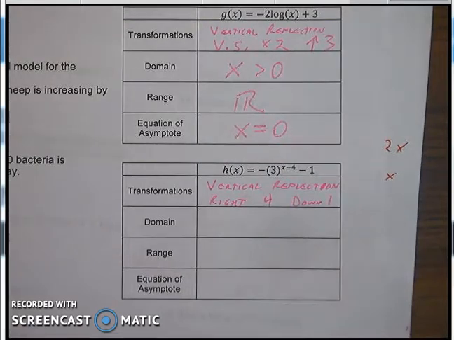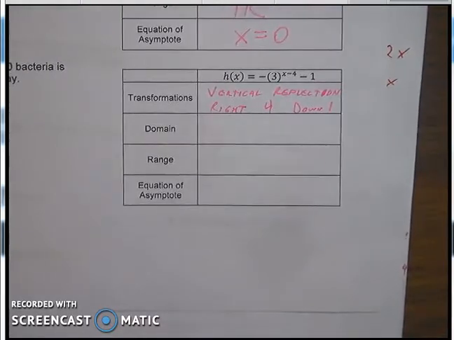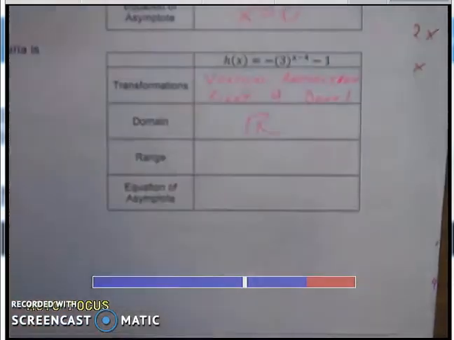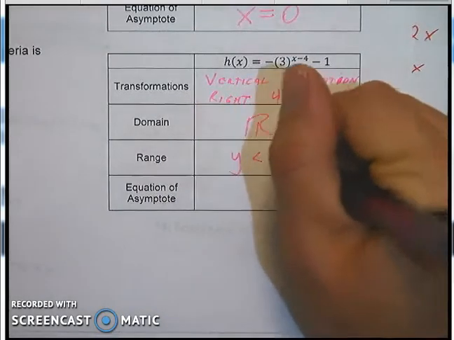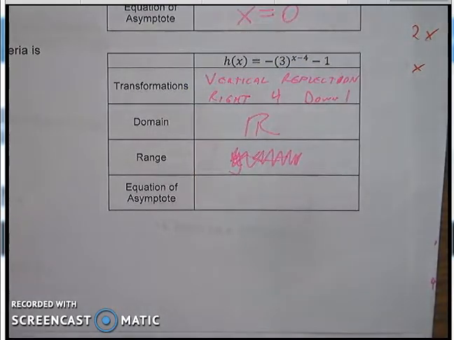So the domain for every exponential function is the same. The domain is always going to be all real numbers for every exponential function. It's the range that's going to be different. Now normally the range of the exponential function is y is greater than 0. But you'll notice that we pushed this thing down 1. So instead of being y is greater than 0, it's now going to be y is greater than negative 1, since we shifted it down 1. Oops, wrote that backwards.